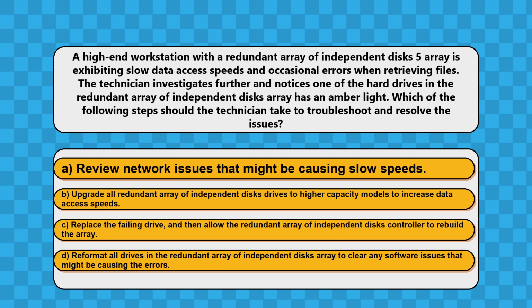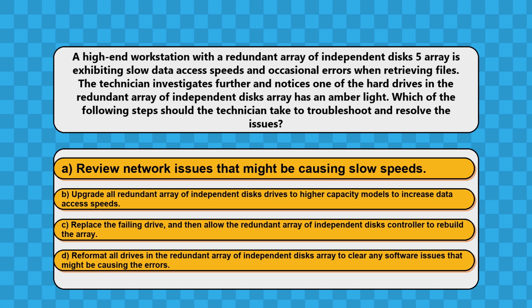Question 48. A high-end workstation with a redundant array of independent disks 5 array is exhibiting slow data access speeds and occasional errors when retrieving files. The technician investigates further and notices one of the hard drives in the redundant array of independent disks array has an amber light. Which of the following steps should the technician take to troubleshoot and resolve the issues?